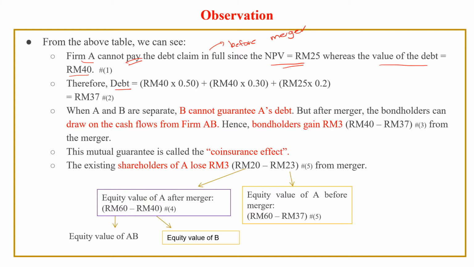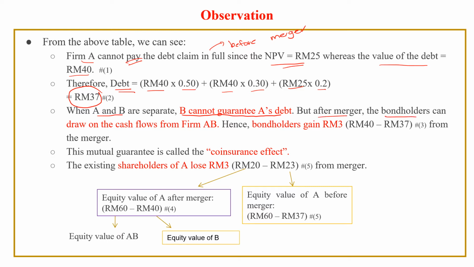Therefore, the debt 40 ringgit times with 0.5 plus 40 ringgit times with 0.3 plus 25 ringgit times with 0.2, you akan dapat 37. Okay, this one you can see in the debt dalam jadual previous slide. So when there is A and B separate, sebab yang ada hutang adalah A, A tak mampu nak bayar hutang dia. So bila A and B separate, B cannot guarantee A debt. Maksud dia B tak boleh tolong cover on the debt issues for the firm A.